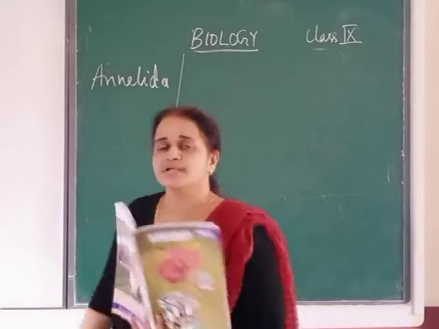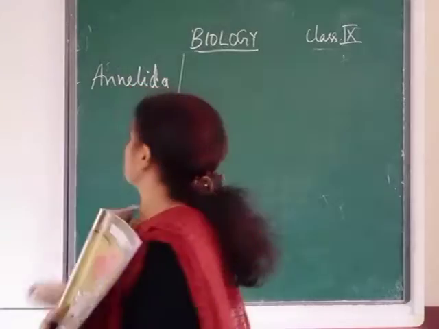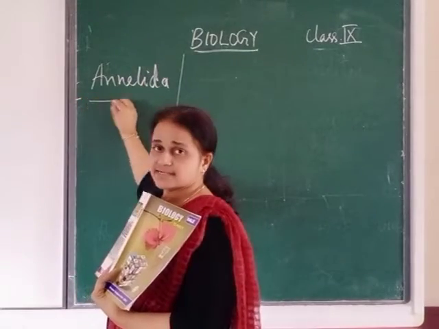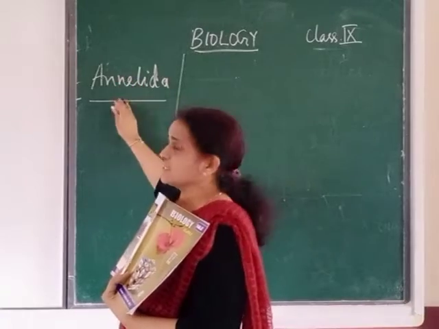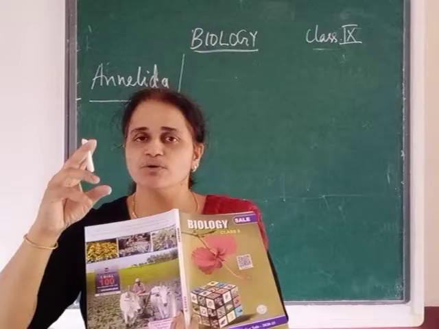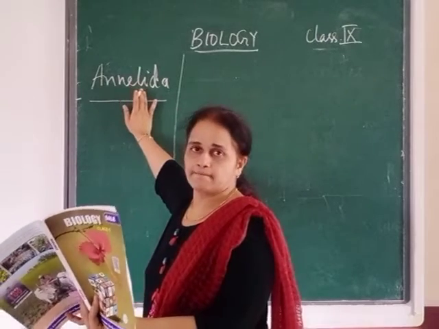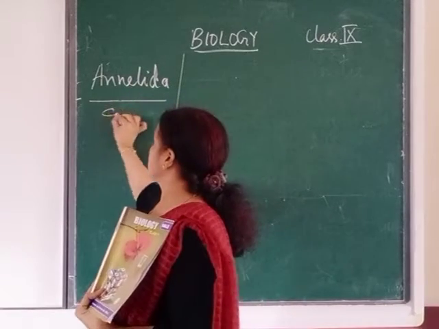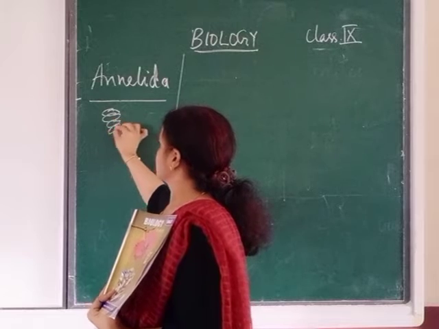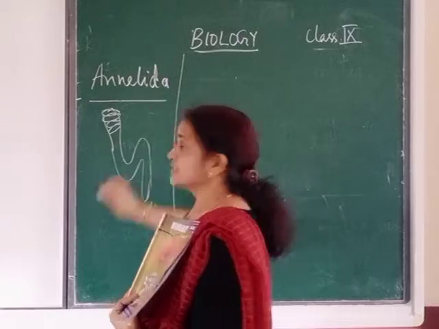So when you write the notes or when you are studying, see that you make it in the form of a flow chart. And when you write the annelid group, you write the characters. Each and every group of organisms has its own properties or characters. So now we will see what are the characters of the group annelid or Annelida. They are also called segmented worms.